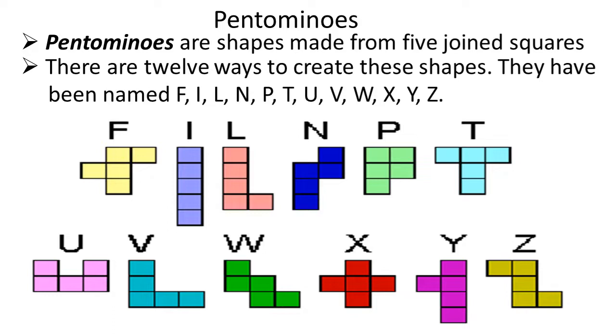Now if you count the number of shapes, you'll find there are 12 shapes: F, I, L, N, P, T, U, V, W, X, Y, Z. These are the names given to these shapes. Okay, so these are the shapes, and if you rotate, flip, or change the sides, or if you displace or change the location of these pentominoes, there will be no difference.